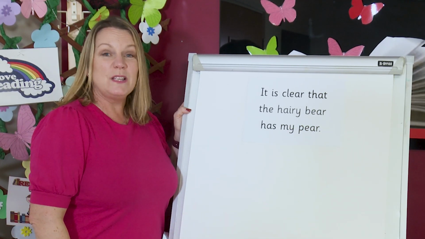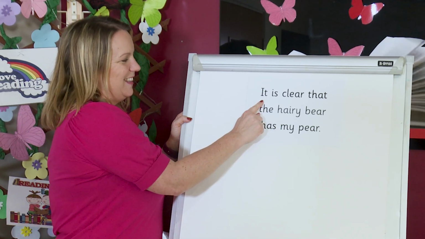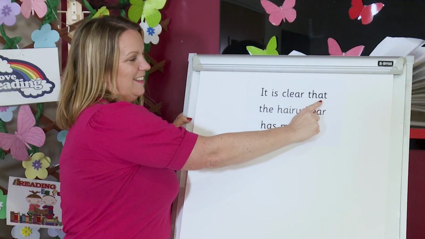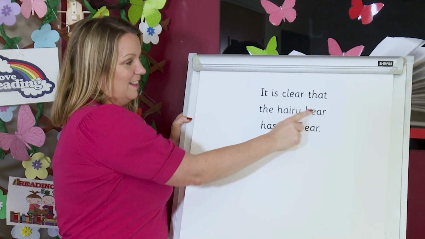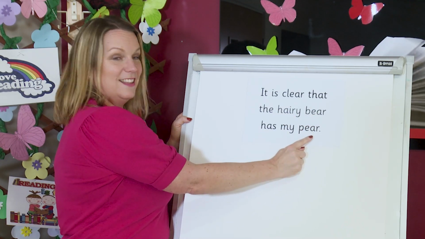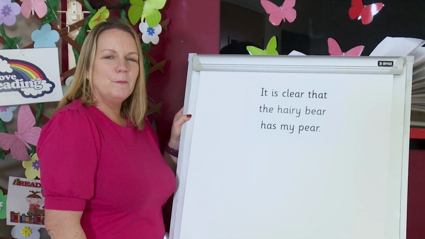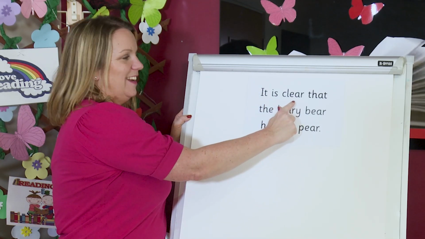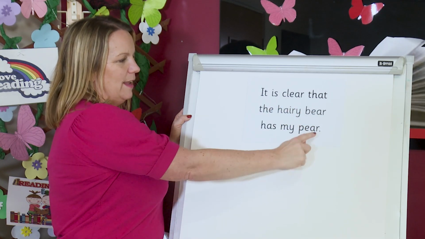Now I want you to read aloud as I point to the words. Remember to sound out any words you're not sure of. Excellent reading. Now let's read the sentence together. Read with me as I point to the words. It is clear that the hairy bear has my pear.